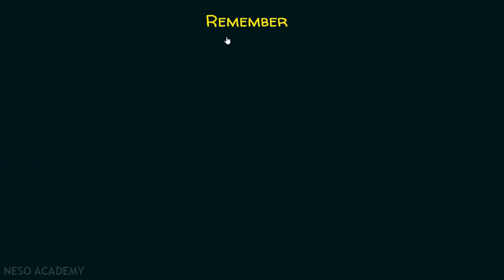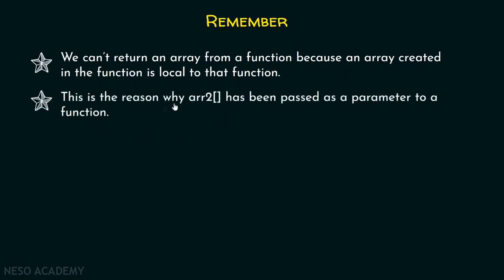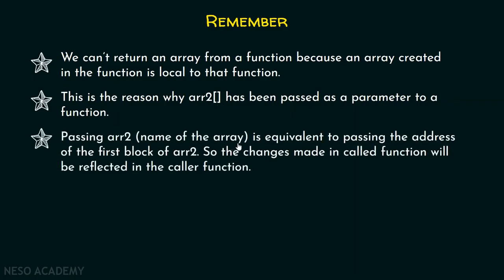There are some points I want you to remember. First, we can't return an array from a function because an array created in the function is local to that function. This is the reason why ARR2 has been passed as a parameter to a function, and passing ARR2, that is the name of the array, is equivalent to passing the address of the first block of ARR2. So the changes made in the called function will be reflected in the caller function. That is why it is required.